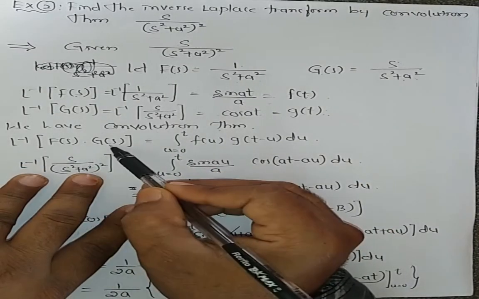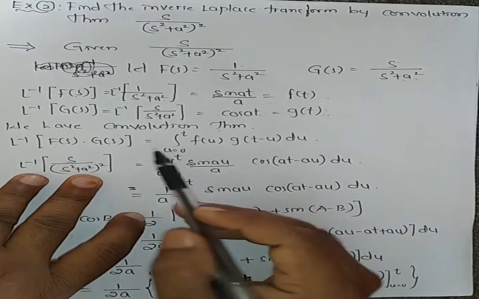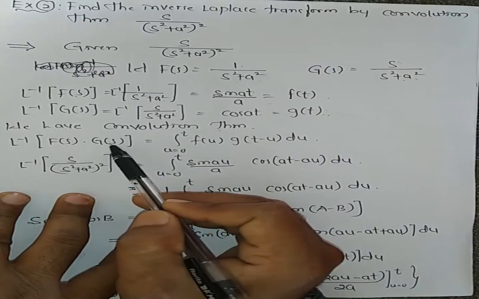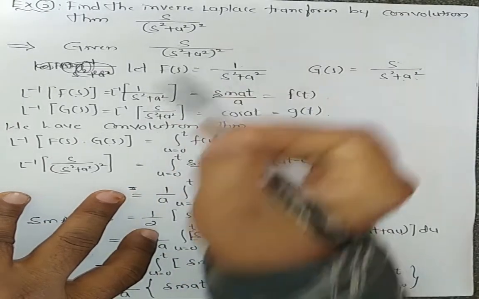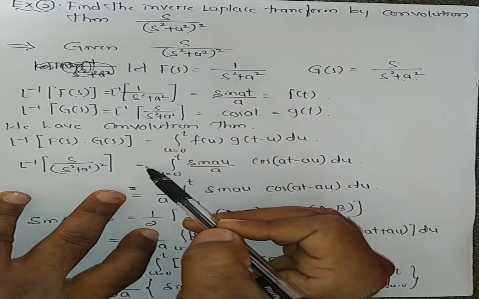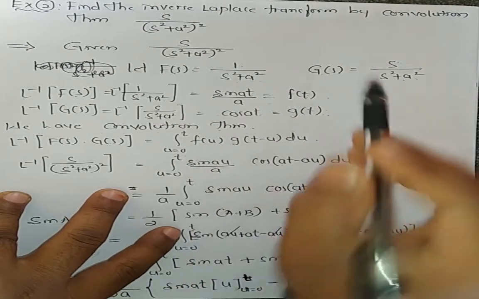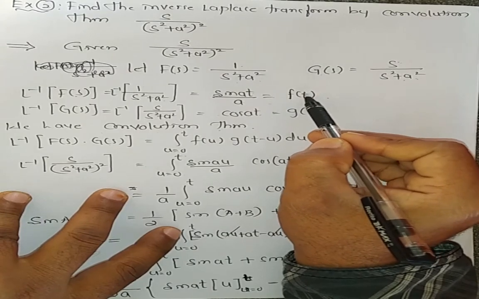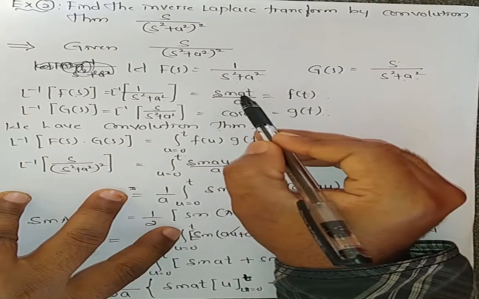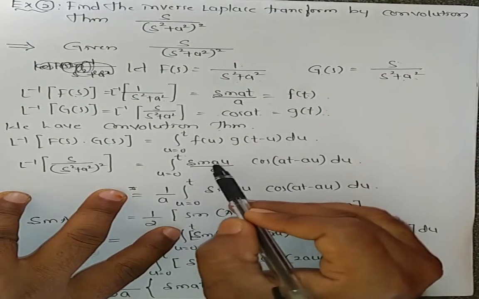The convolution theorem states like this: L inverse of f of s into g of s is equal to the integration over u from 0 to t of f of u. Where f of t has t, wherever t is there, you replace it by u. So sin au divided by a.